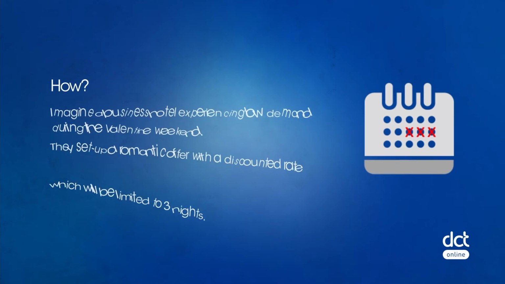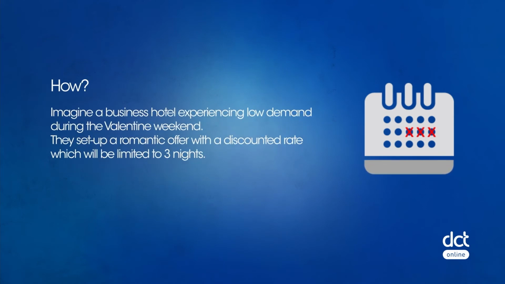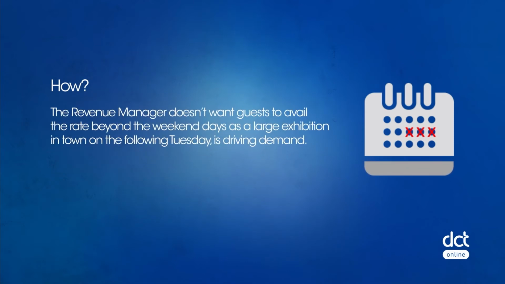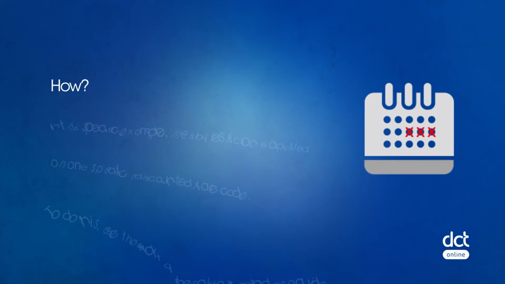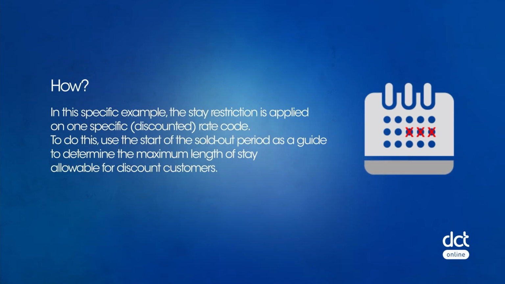How? Imagine a business hotel experiencing low demand during the Valentine's weekend. They set up a romantic offer with a discounted rate which will be limited to 3 nights. The revenue manager doesn't want guests to avail the rate beyond the weekend days as a large exhibition in town on the following Tuesday is driving demand. In this specific example, the stay restriction is applied on one specific discounted rate code.